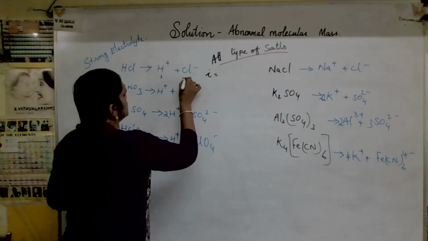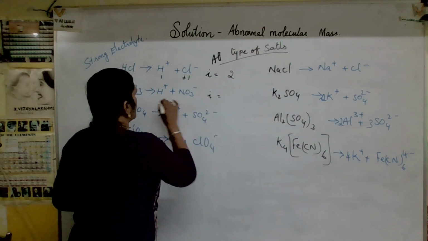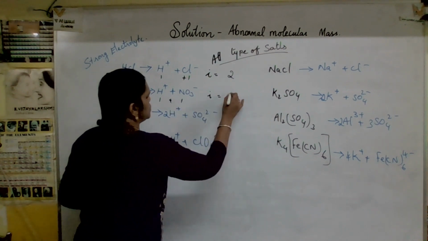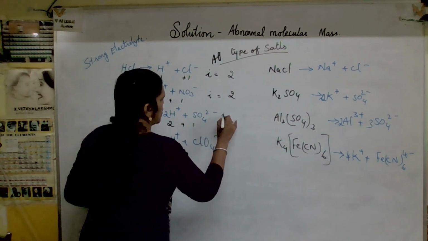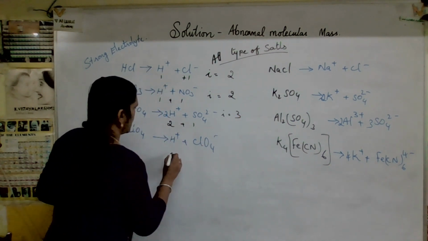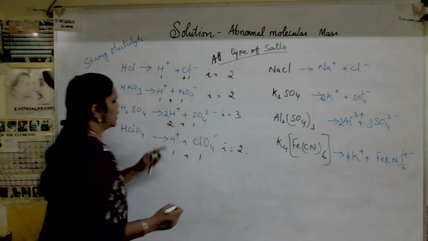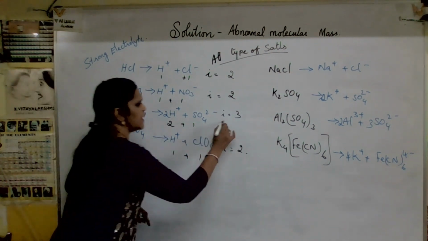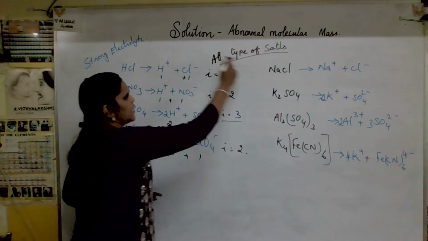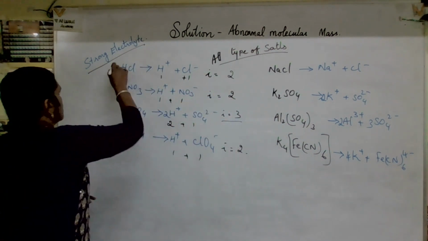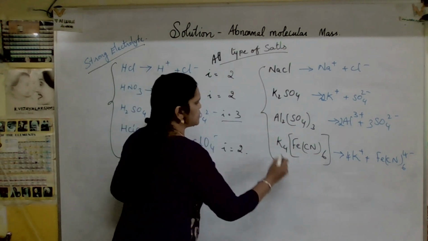Here 1 plus 1, so i equals 2. Here 1 plus 1 is 2. Here 2 plus 1, so i value is 3. Here 1 plus 1, i value is 2. I hope you got the value for H2SO4 and how to identify it. Now types of salts. These are all strong electrolytes, and these are all types of salts.